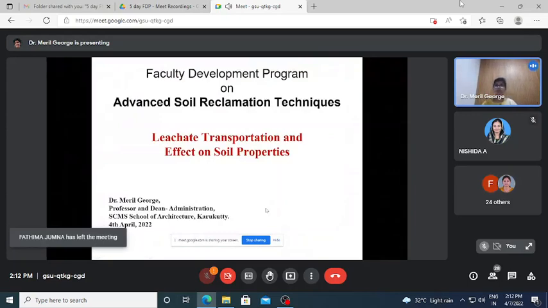So this is the topic, leachate transportation and effect on soil properties. Actually, this study has been conducted during the period of 2008 to 2015. It was a case study on a waste dumping site, and then I conducted a laboratory experiment, and also leachate transportation modeling through Visual MODFLOW software. So these are the areas which I would like to share.